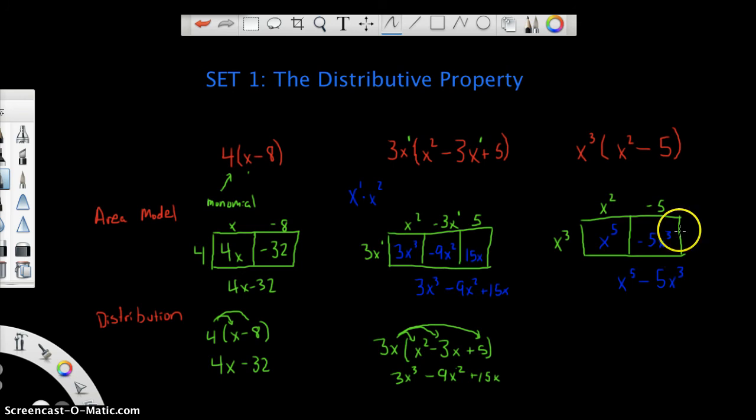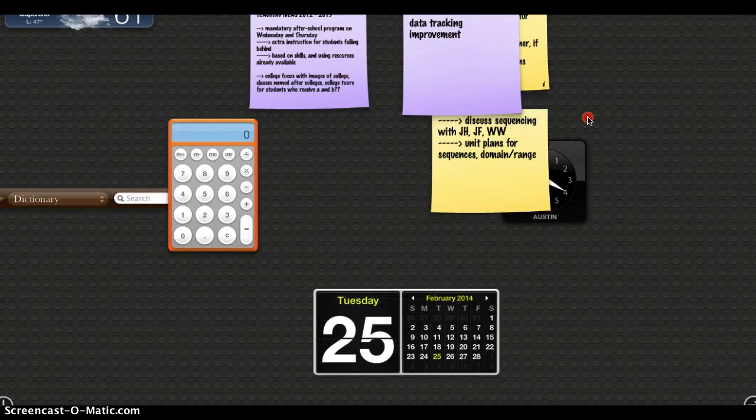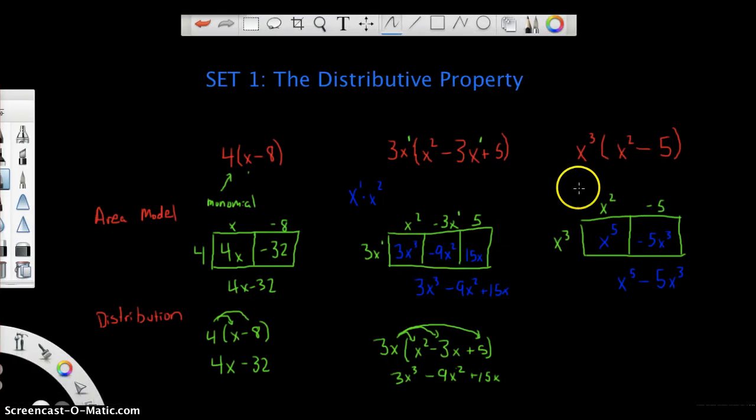In the interest of time, I'm not going to show the distribution, but basically all you would need to do after we get back to our screen is distribute the x to the third to each of those terms. So you should be able to use these examples to complete set 1 in your packets. Go ahead and do that now.